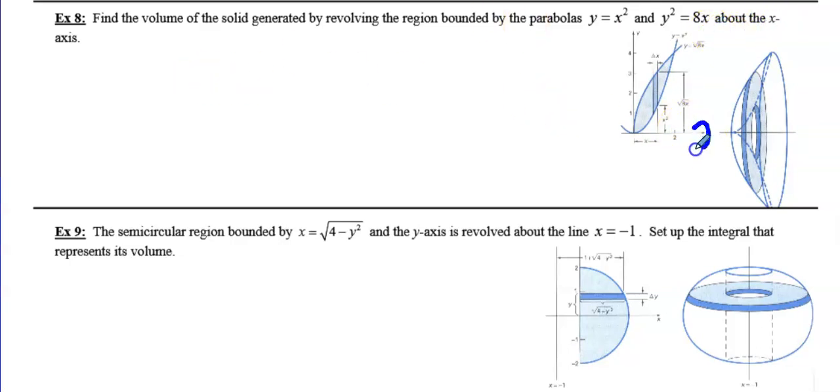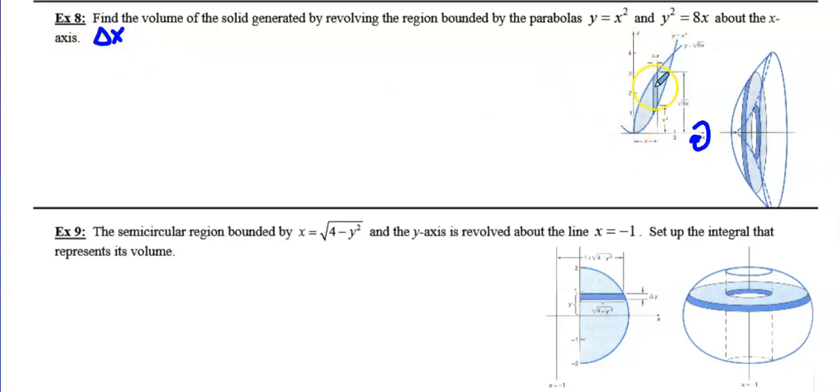As I said in the previous video, if I'm rotating around the x-axis, I like to go ahead and draw a little arrow. So I'm rotating this thing around the x-axis. And since this is a horizontal line, then I know that I'm going to be in terms of x. Remember, any horizontal line is going to be in terms of x.